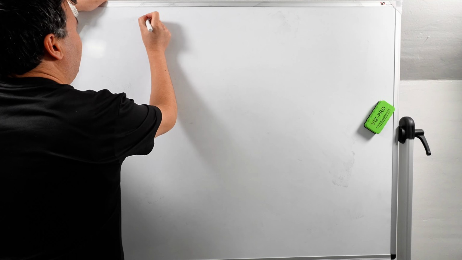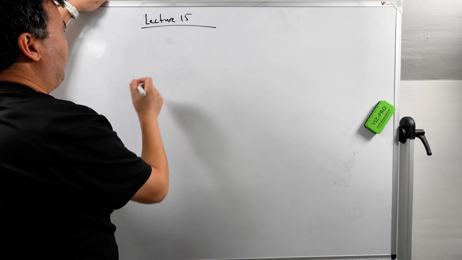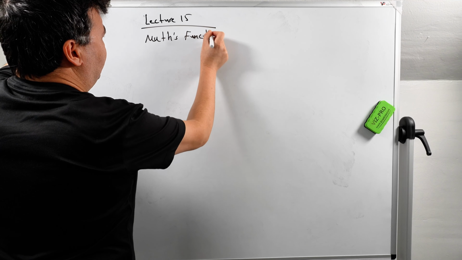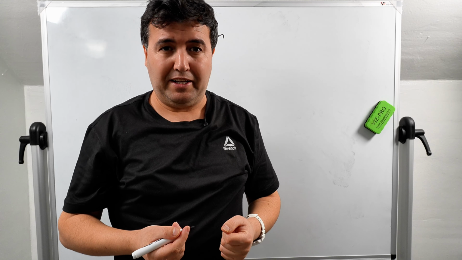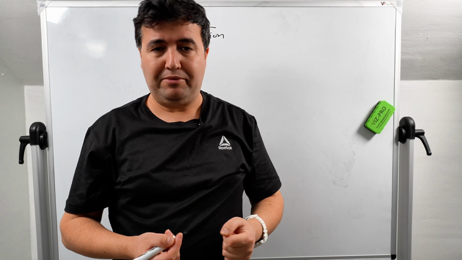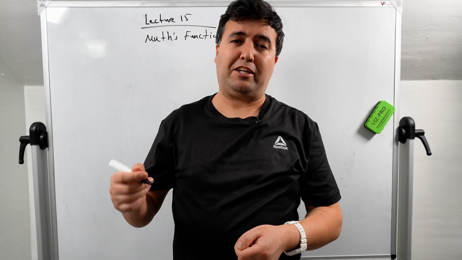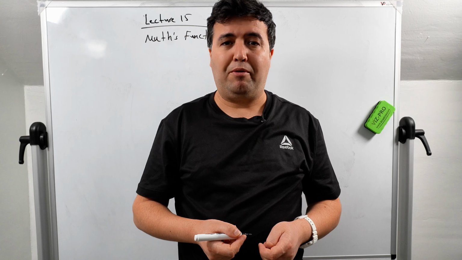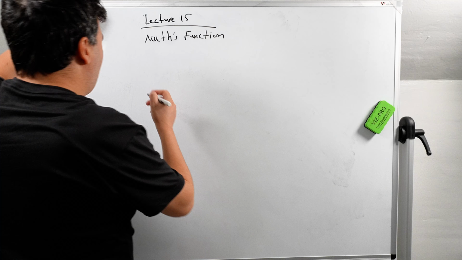So we are in lecture 15, and we talk about math functions in C++. In a C++ program, if we want to calculate the square root of a number, the cube root, the natural logarithm, the base 10 logarithm, the sine of a number in radians, or cosine, or tangent, or want to round a number, we have a library in C++ called cmath.